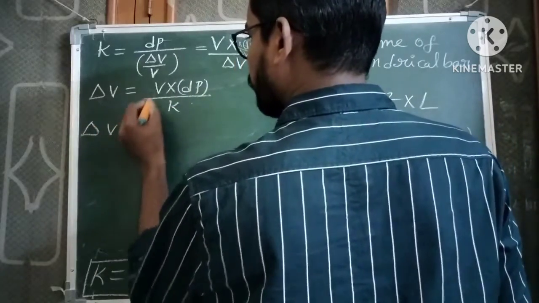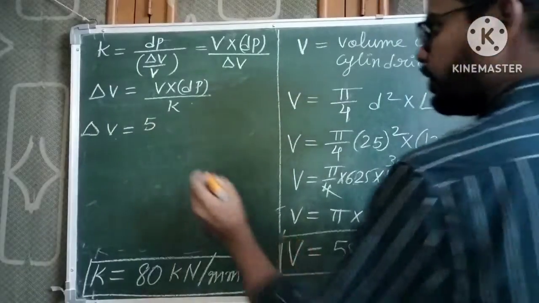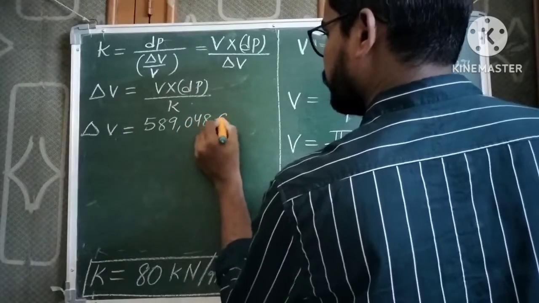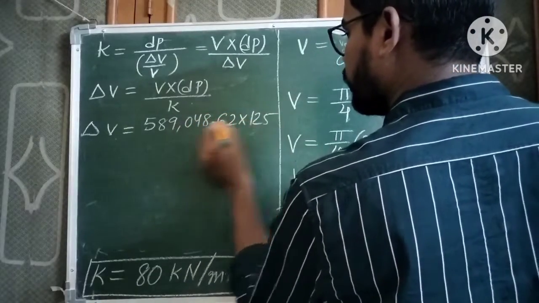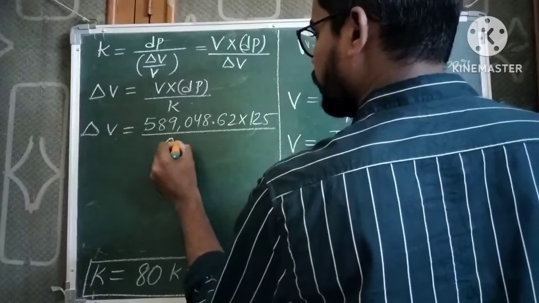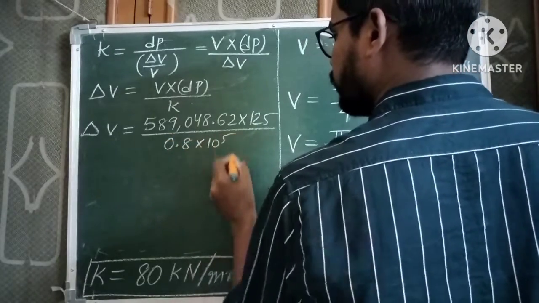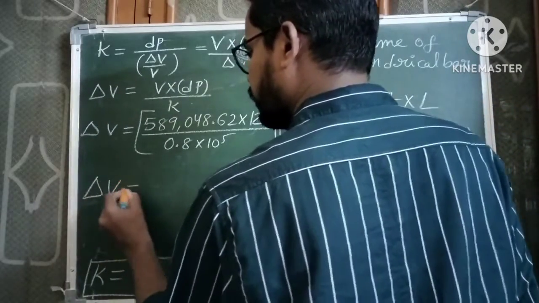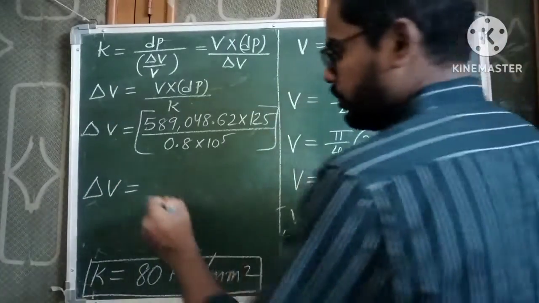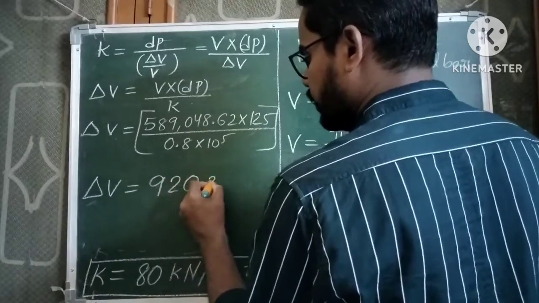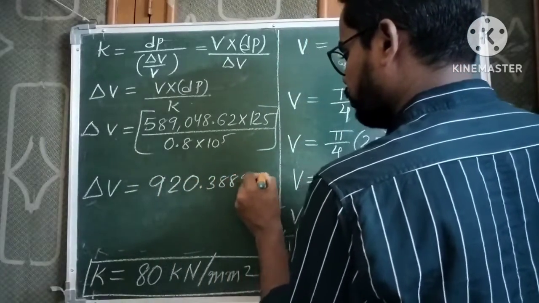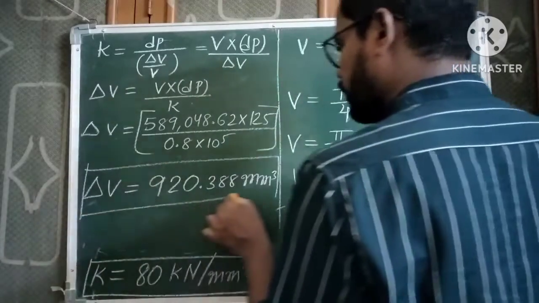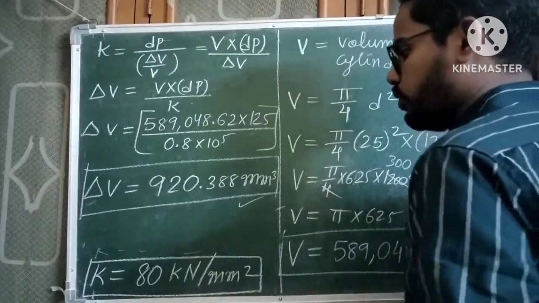Delta V is equal to volume, how much did we get? Volume of cylindrical bar 589,048.62 into hydrostatic pressure given 125 Newton per mm square by bulk modulus 0.8 into 10 to the power of 5 Newton per mm square. If you calculate, you will get change in volume approximately 920.388 mm cube. Therefore change in volume of cylindrical bar is 920.388 mm cube.